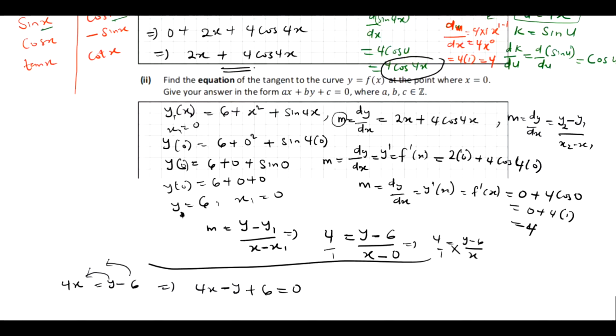So you can see that the coefficient of x is going to be my a, the coefficient of y is going to be my b, and the constant is going to be my c. So a is 4, b is minus 1, and c is 6. You can see they are integers, they are whole numbers. So that's why I said a, b, c must be integers. So that's how to do this question. Just follow it, and make sure you understand it.